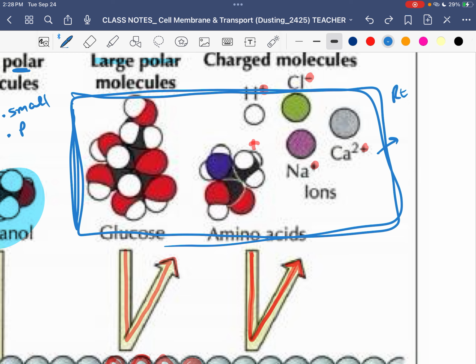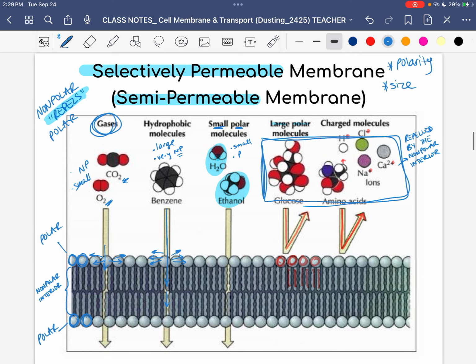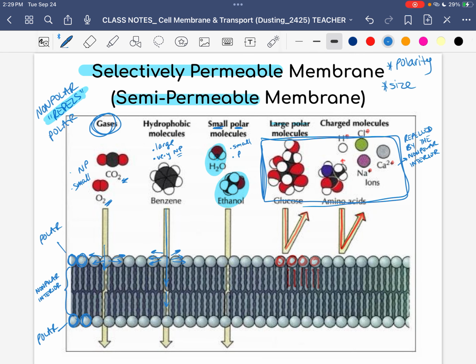They are repelled by the non-polar interior. Okay, so they don't like that, they can't get through that hydrophobic interior. They're repelled by that.